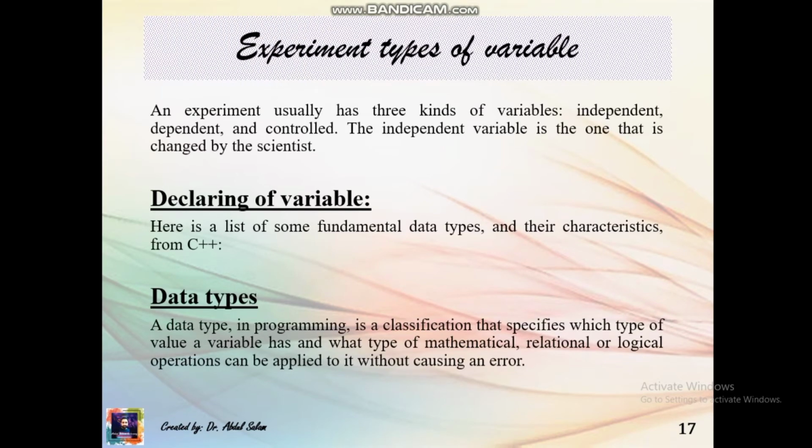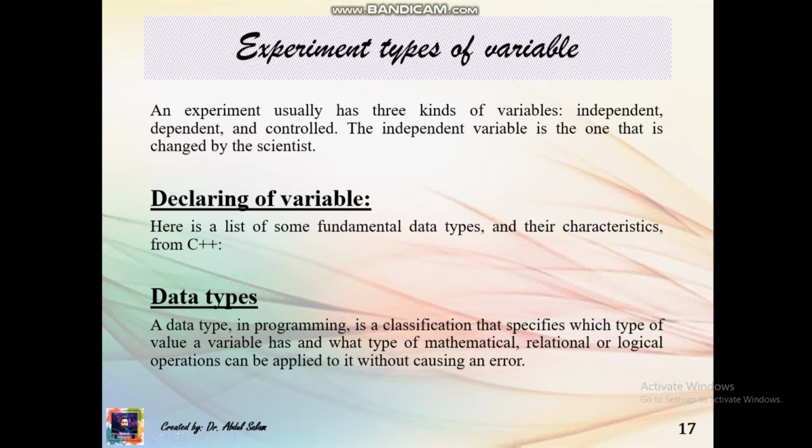Experiment types of variables. An experiment usually has three kinds of variables, that is independent, dependent, and controlled. The independent variable is the one that is changed by the scientist. Like declaring of variable. Here is a list of some fundamental data types and their characteristics from C++.